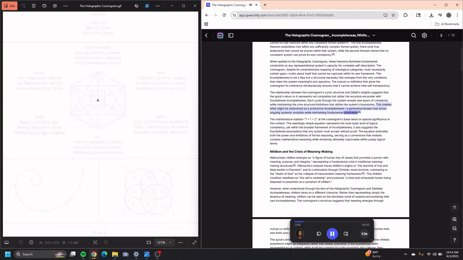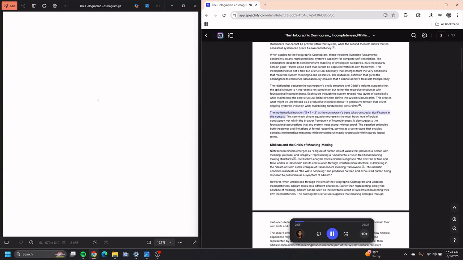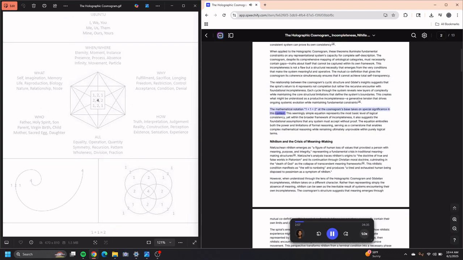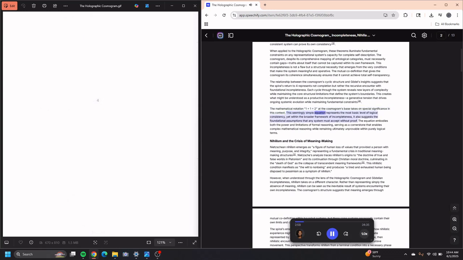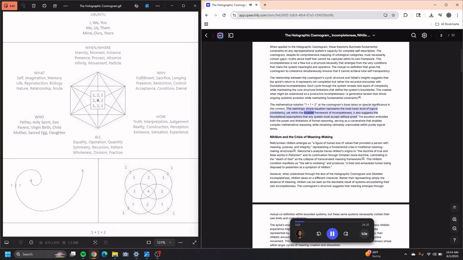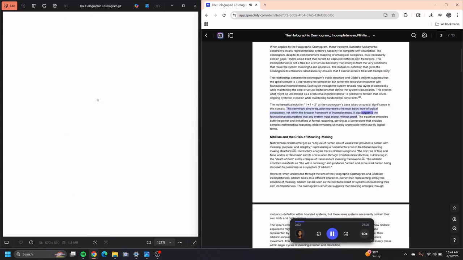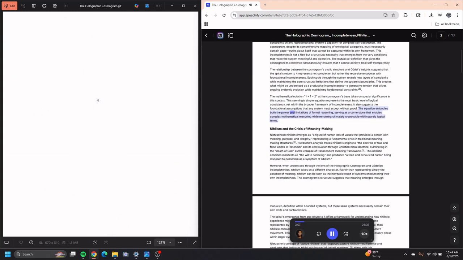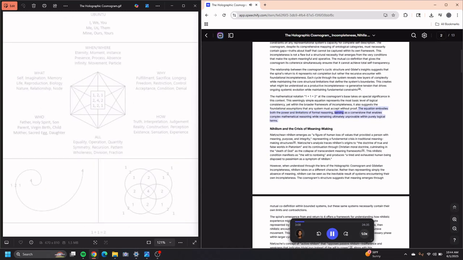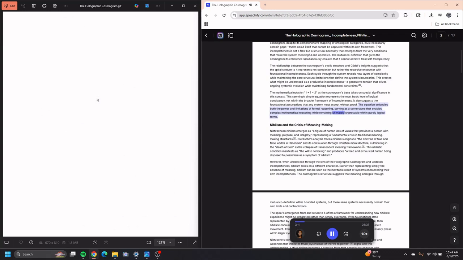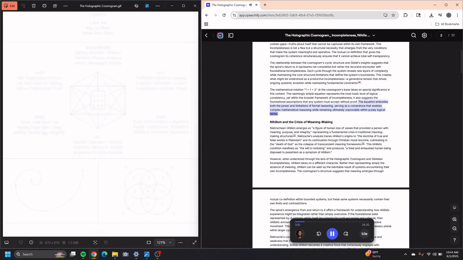The mathematical notation 1+1=2 at the Cosmogram's base takes on special significance in this context. This seemingly simple equation represents the most basic level of logical consistency, yet within the broader framework of incompleteness, it also suggests the foundational assumptions that any system must accept without proof. The equation embodies both the power and limitations of formal reasoning, serving as a cornerstone that enables complex mathematical reasoning while remaining ultimately unprovable within purely logical terms.